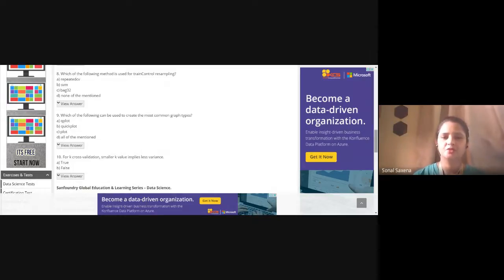Ninth question says, which of the following can be used to create the most common graph types? The Q plot, the quick plot, the plot, or all of them can be used as well. And the 10th question says, for K cross validation, smaller K value implies less variance. Is it true or is it false?